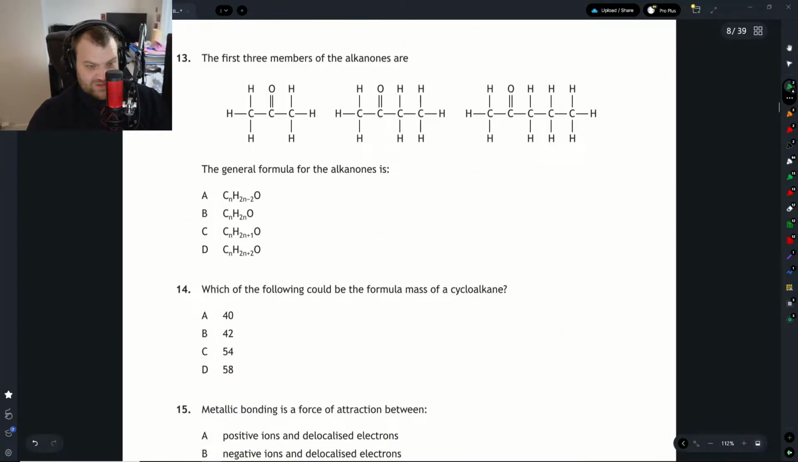On to question 13. If you're asked about general formula, I would always just go straight to counting them up. We have C3H6 and then an O. We have C4H8 and then an O as well. If you look at the connections between them, I'm spotting that it's double. The hydrogens are double the number of carbons. If that follows through, then C5 would be H10 with an O.